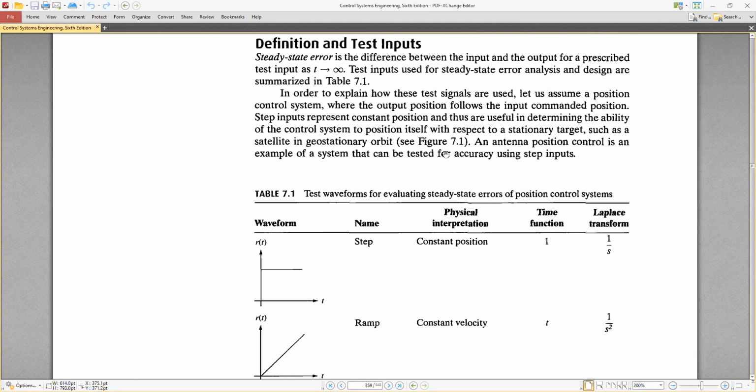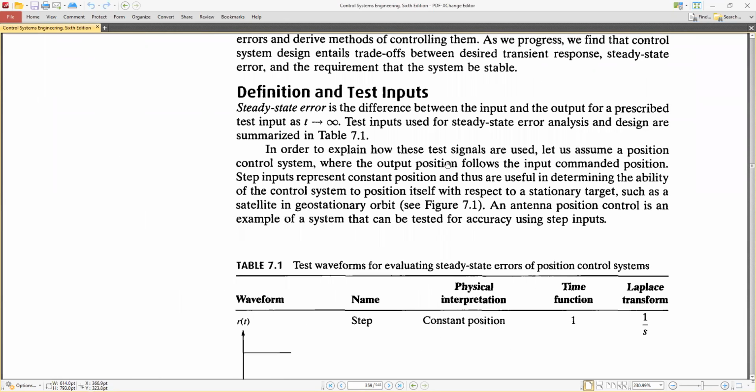So what is the definition? Steady state error is the difference between the input and the output for a prescribed test input as t tends to infinity. Test inputs used for steady state error analysis and design are summarized in table 7.1. So what is the steady state error? This is the difference between the input and the output. The error is the difference between the input and the output.